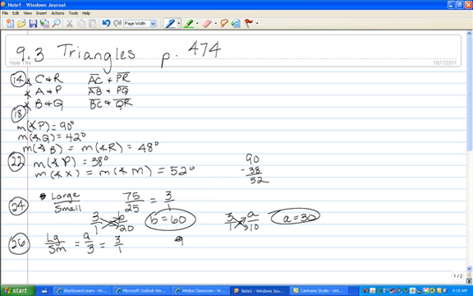So 3:1 equals 6 to A. So we get 3A equals 6. That means A is 2. And I think we were only missing the one side there.